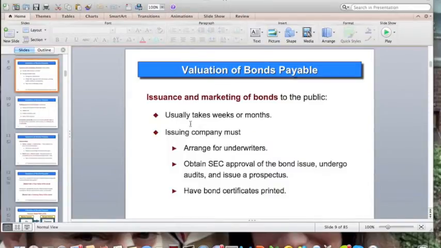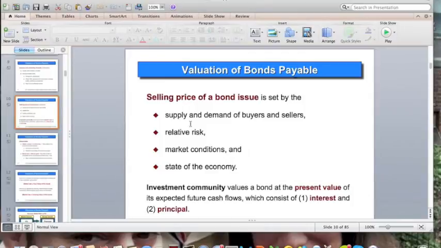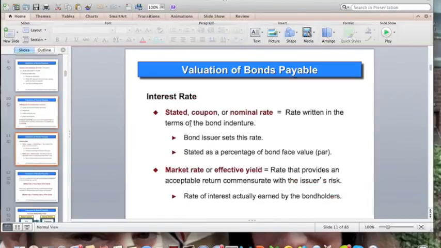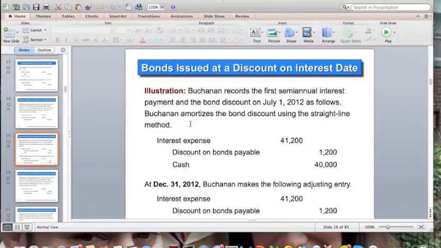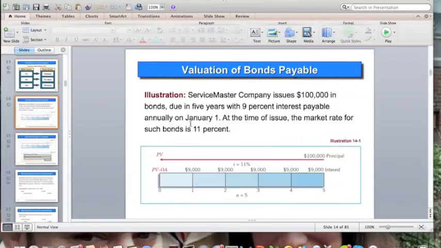Now we have issuance and marketing of the bonds. Now we're going to market bonds so that we can issue them. Usually it takes a couple weeks, and it's an instrument like stock where investors pay in and end up owning the bond. The selling price of a bond depends on a couple of things, and I want to go more into an example on a couple of these things to show you more of what I'm talking about with bonds.